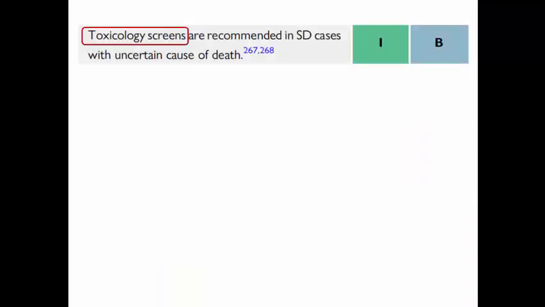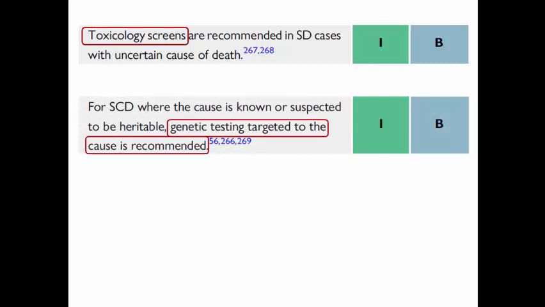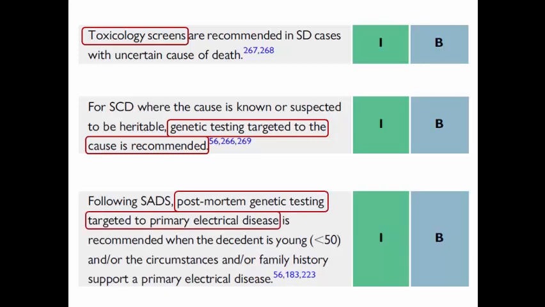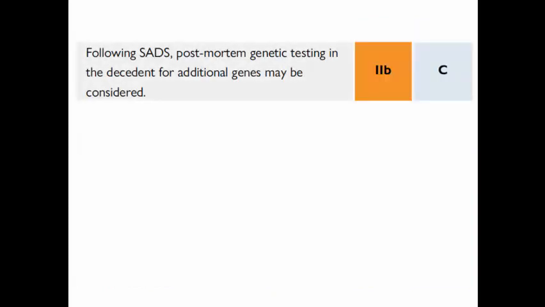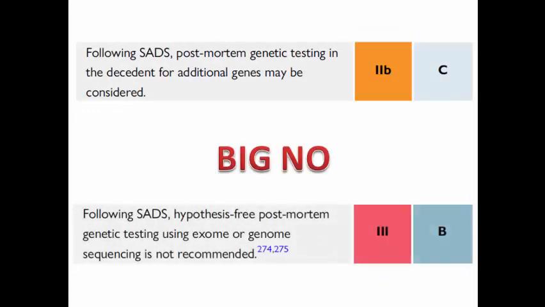Toxicology screening is recommended to exclude drug overdose. Genetic testing targeted to the cause is recommended if the cause of death is known or suspected to be heritable, and post-mortem genetic testing targeted to the primary electrical disease is recommended when we are dealing with a young decedent less than 50 years, or the circumstances or family history support a primary electrical disease known as channelopathy. Post-mortem genetic testing for additional genes may be considered, but hypothesis-free post-mortem genetic testing as a routine using exome or genome sequencing is not recommended.